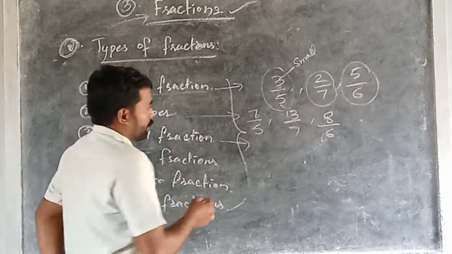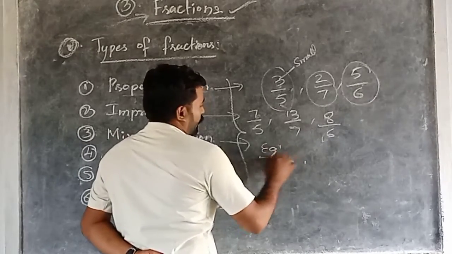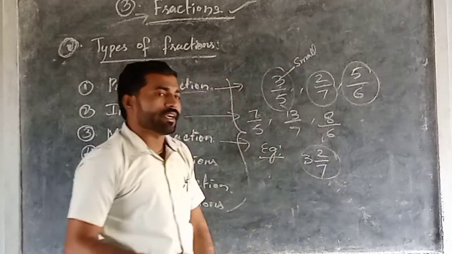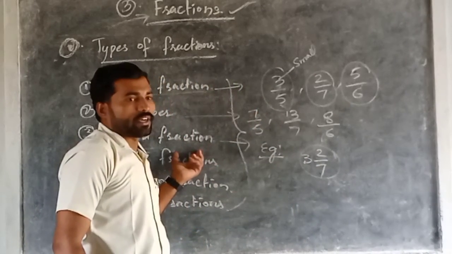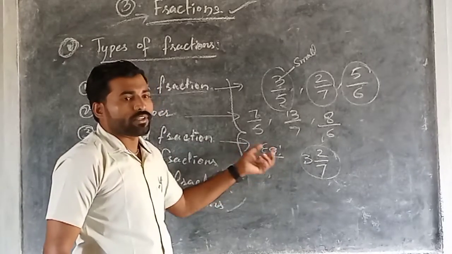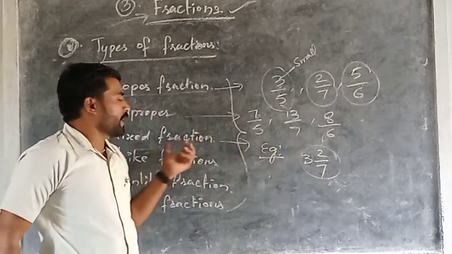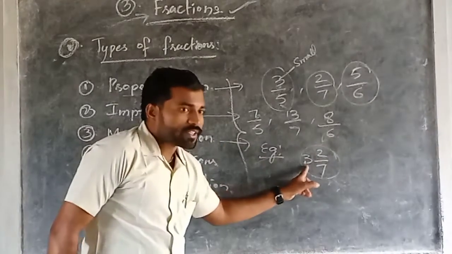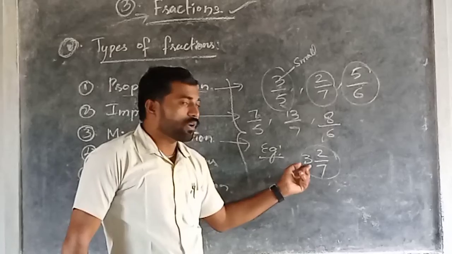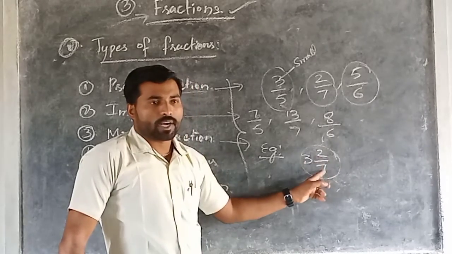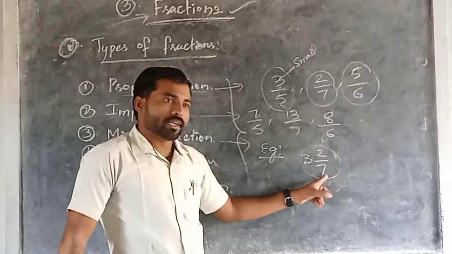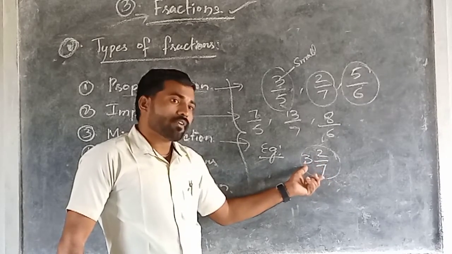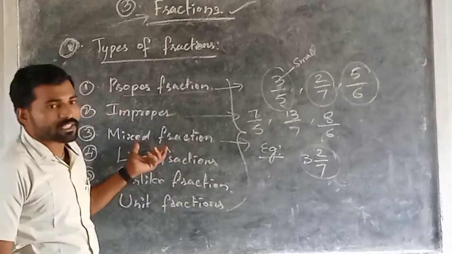Okay, I am going to write an example, then you will understand. Look here. This type of fractions is said to be a mixed fraction. See, there is a whole number and this is a proper fraction. The numerator is small, the denominator is big. This is a proper fraction. So this type of fractions is called a mixed fraction.